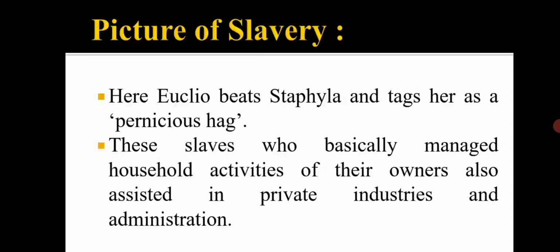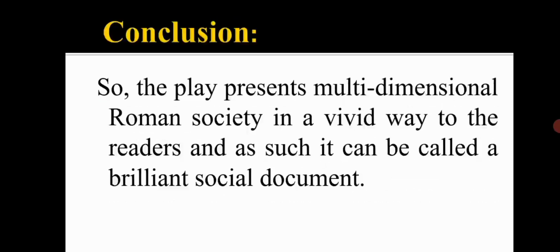Moreover, these slaves, who also managed the household activities of their owners, also assisted in their private industries and administrations. Actually, the economic flourishing of the rich person depended a lot on these slaves' labor. So, what we find is that throughout this drama, multiple dimensions of Roman society have been presented in a vivid way to the readers, and so it would be pertinent to call this comedy a brilliant social document. Thus, Pot of Gold is not only a comedy but also a presentation of society, and in a nutshell it would be just to call it a social mirror of the then times.